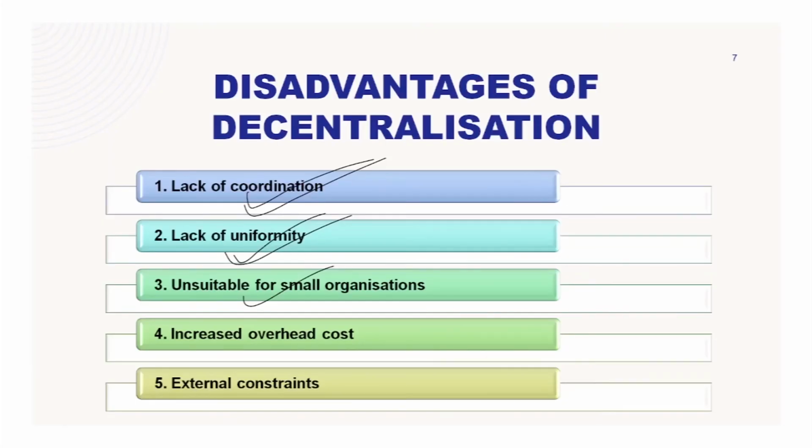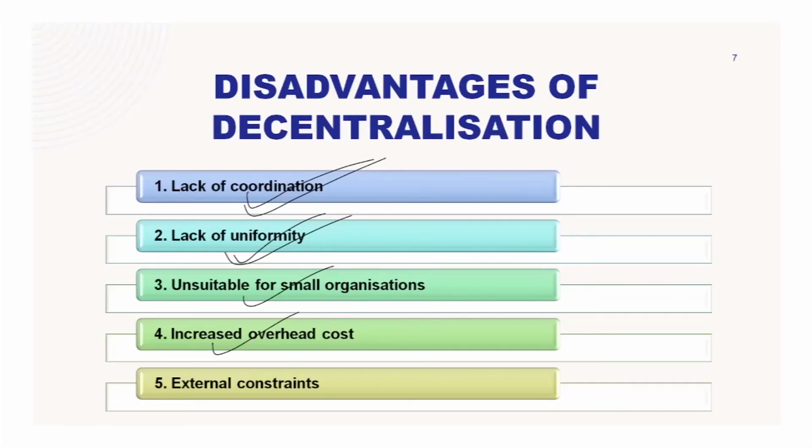Unsuitable for small organizations. Decentralization may not be so fruitful in a small organization. It is good for the big organization. We have discussed this in the very first slide. It will ultimately increase the cost of the operation. The more authority you are sharing, the manager should be talented enough, or you should be inculcating some kind of training and development program as well, so that they will be able to perform their duties properly. So ultimately it will increase the overhead cost.